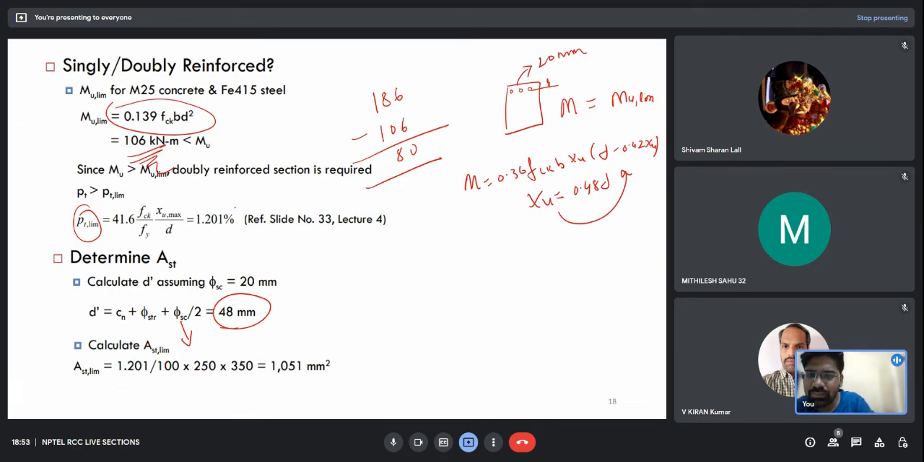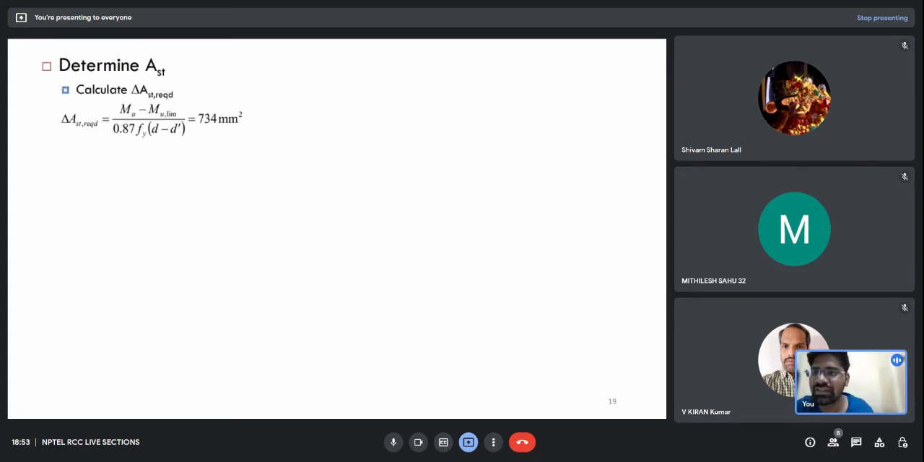From this percentage of steel, I can calculate the area of steel, or you can directly calculate the area of steel that I explained just now. From this area of steel, you can calculate the number of bars required. So we got Ast1. Now it's time to calculate Ast2.